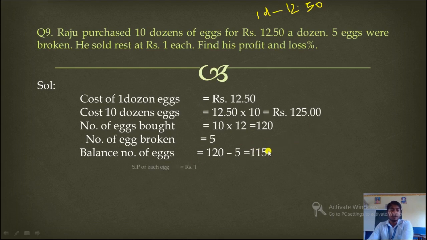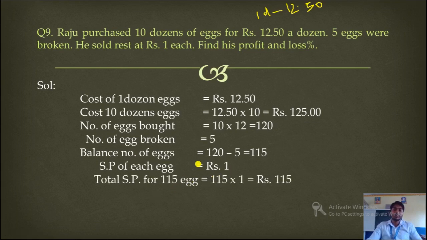Understood? Now we have to find out selling price for 115 eggs. It is given here, selling price of each egg is equal to rupees 1. Then selling price for 115 eggs is equal to 115 into 1, which is 115. Now you can see this is the cost price and this is the selling price. So selling price is less than cost price. That means there is loss. So first we have to find out loss.